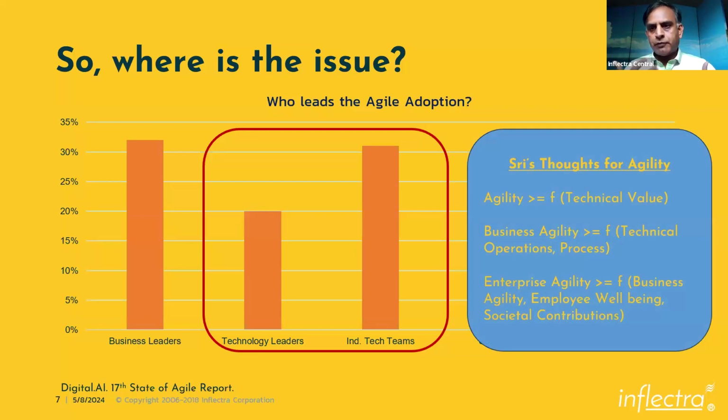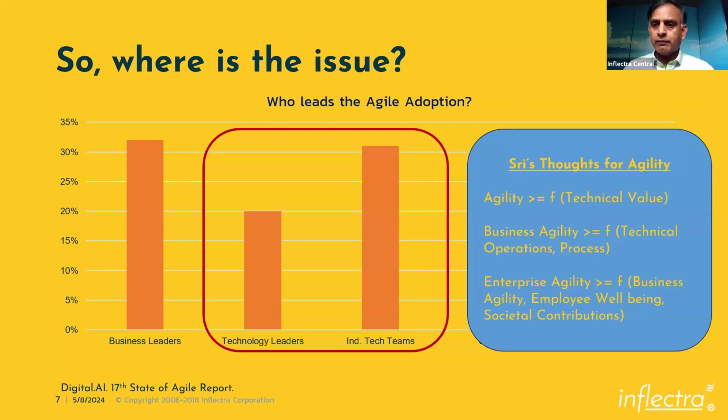So my thoughts here for agility are a lot bigger than just technical value alone. Now, when you take it to the next level of business agility, and I have delivered lots of webinars on business agility, so I'm trying to condense this information here, it is a lot bigger than technical operation and process considerations, right? And when you take enterprise agility, it is a lot bigger than business agility, which includes the technical operations and process.